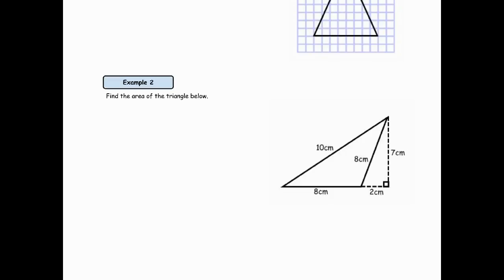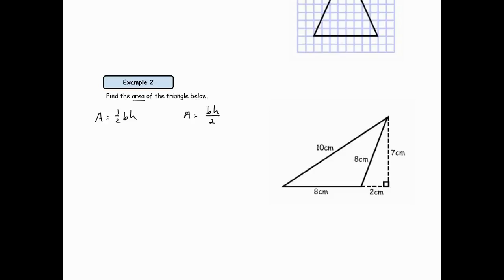Example number 2, find the area of the triangle below. We know that area is either equal to 1/2 base times height, or area is equal to base times height all over 2. Either way works. What we now have to do is identify our base and our height. So in this case, our triangle is represented by the solid line. These dotted lines here are simply references for our triangle. We may have to use them, we may not.